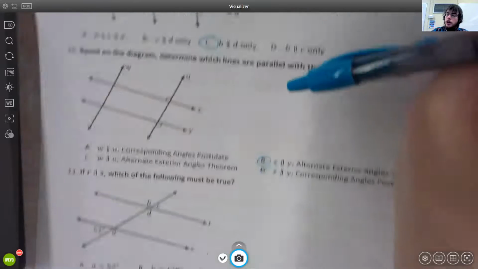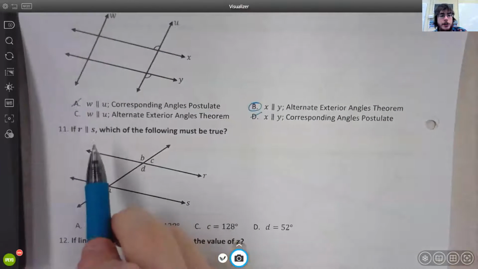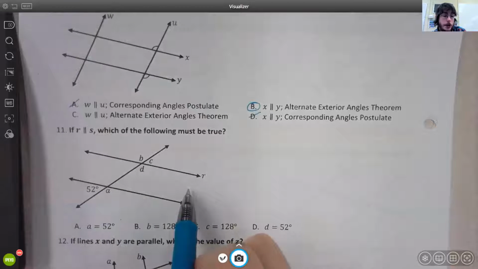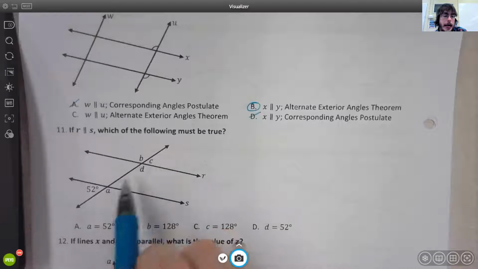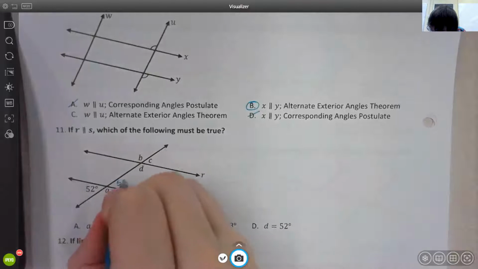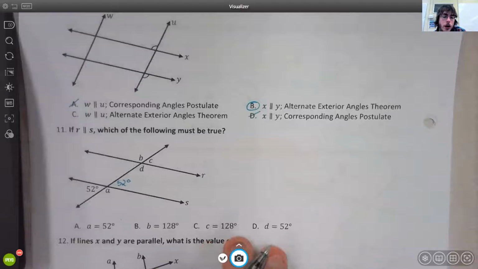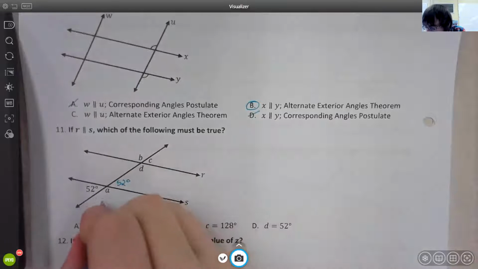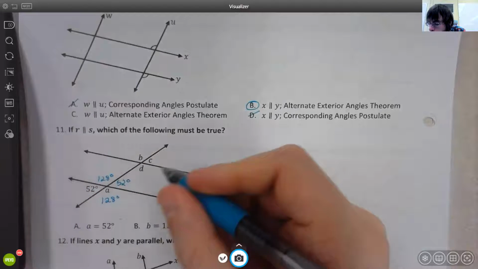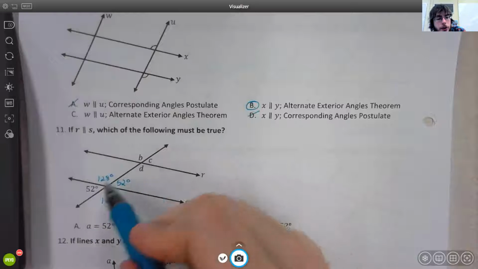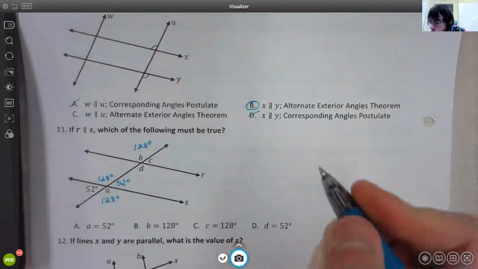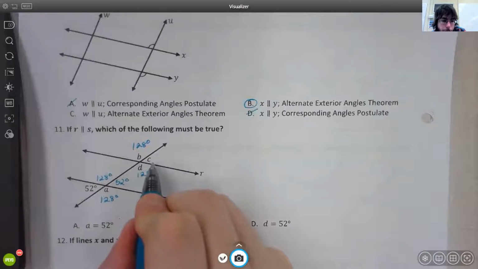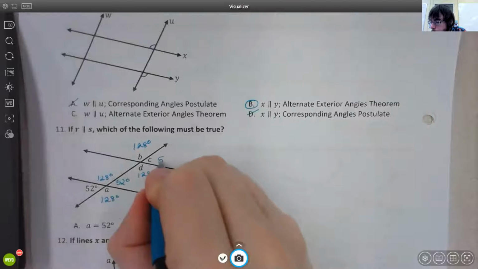All right. Number 11, it says if R is parallel to S, which of the following must be true? So R is parallel to S. Well, that means that the intersections will match exactly. So if you want to, you can just fill out the intersections and then see which ones match up. So A is a linear pair, so 180 minus 52 gives us 128. B are same side exterior angles, so they would be supplementary, which means B is 128. D would be 128 because it's vertical from B. And C would be 52 because it's alternate exterior with that 52-degree angle.